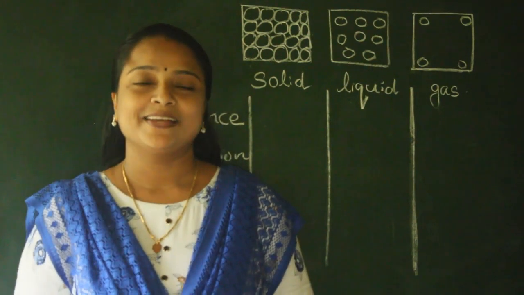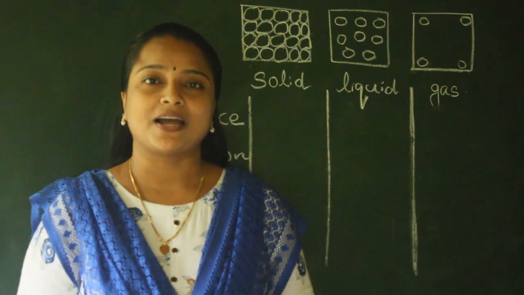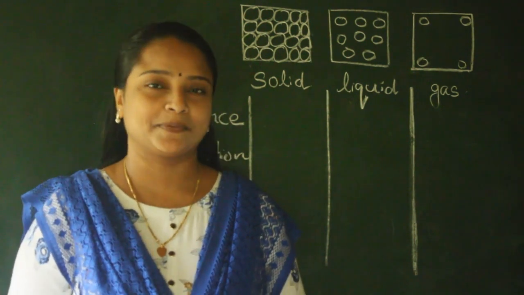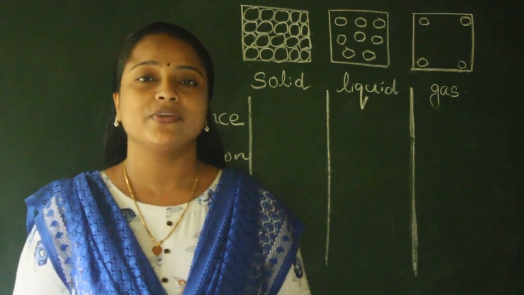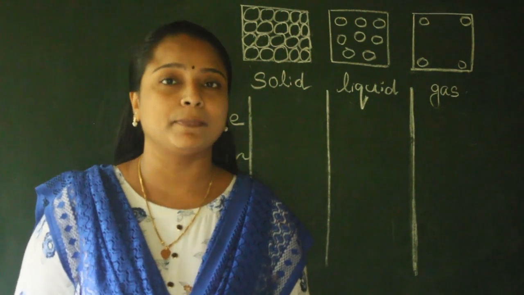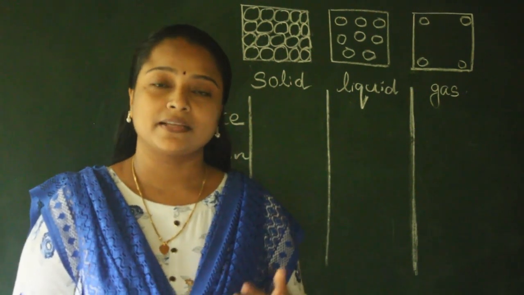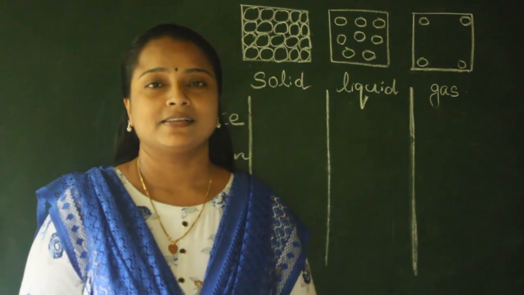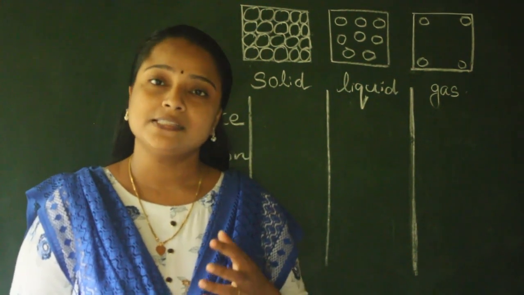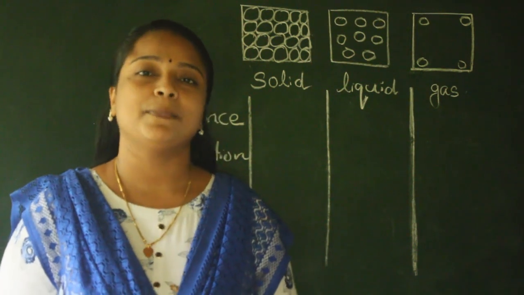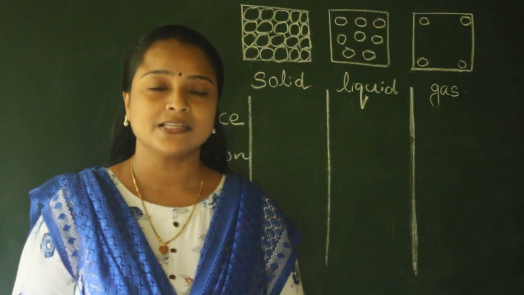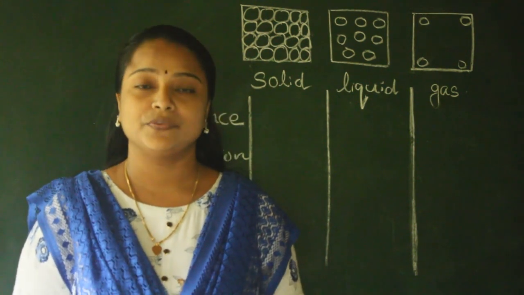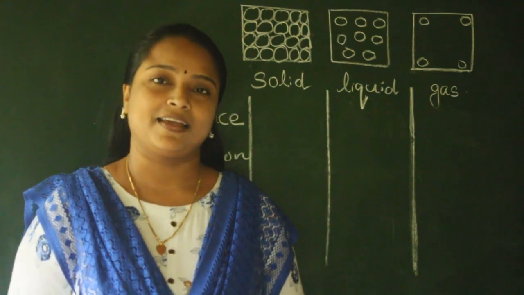Hi students, today we are going to discuss the arrangement of tiny particles in the three different states of matter. In the previous class we discussed what is meant by matter, then three different states of matter like solid, liquid and gas. At last you studied that each substance is made up of tiny particles. That means the basic unit of matter is tiny particles, which cannot be seen with our naked eyes.